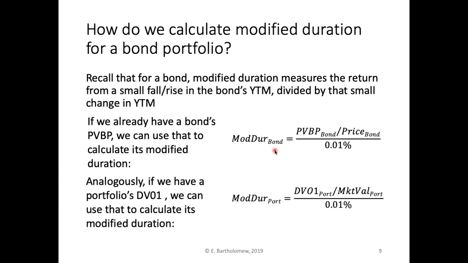Well, we can use that same technique using DV01, because DV01 represents the dollar change in the value of the portfolio. And we can get the return on the portfolio by dividing that dollar change, the DV01 of the portfolio, by the market value of the portfolio. That represents the return we would get from a 1 basis point move, and we compare that to the 1 basis point move in yield. The ratio of the two is the modified duration of the portfolio.